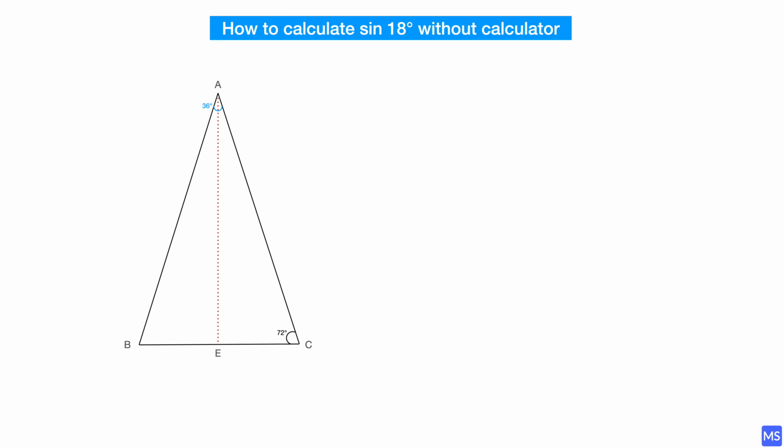Next, we need to construct 18 degrees. Drawing a perpendicular line from point A to line BC at point E, it's easy to see that segment AE also bisects angle BAC. Therefore, angle EAC measures 18 degrees.